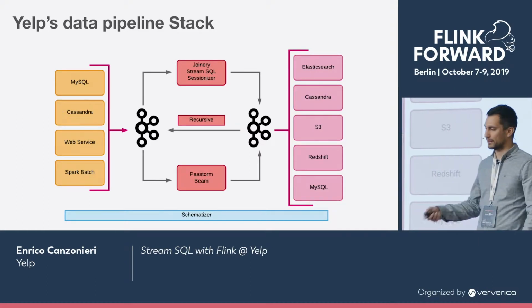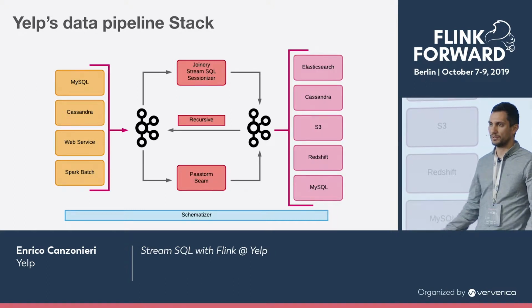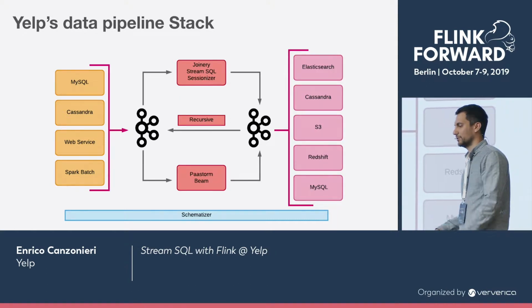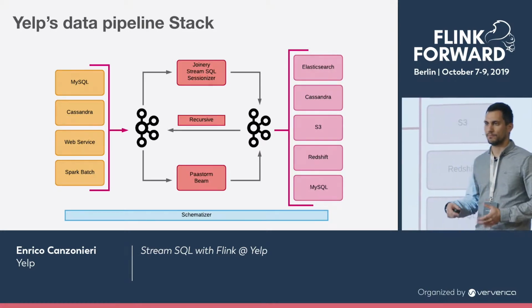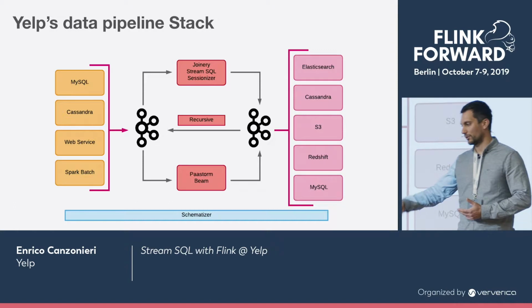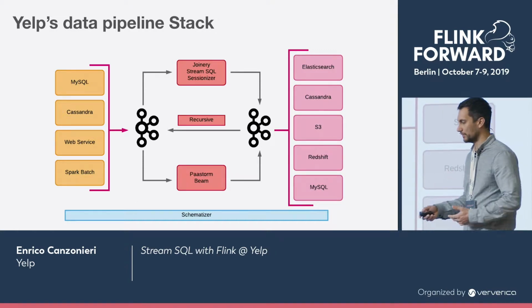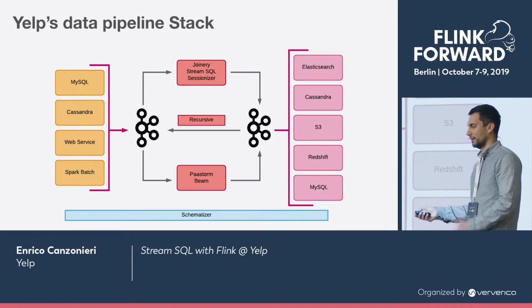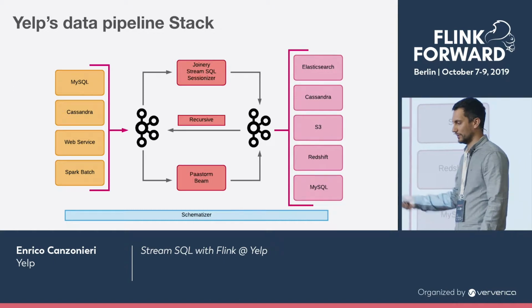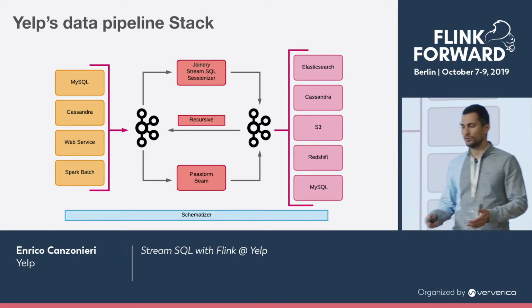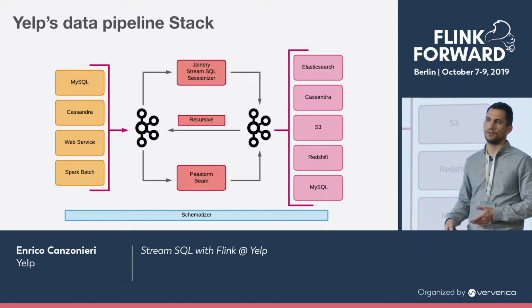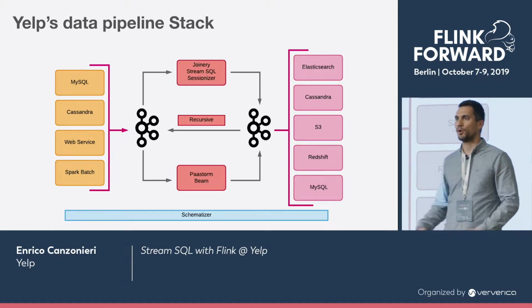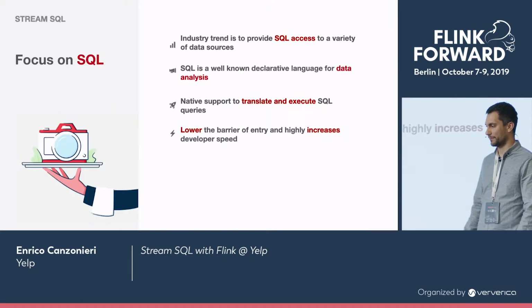Could be MySQL, Cassandra, so data stores, or even web services, events, even Spark batch jobs. And then we have this central stage, that is the stage that is doing all the processing. And we connect all these different components using Kafka topics. And then we have our data sinks, where we ingest that in data stores. And all of this is controlled by this thing called the schematizer, that is a sort of control plane, or pretty much a more powerful schema registry.